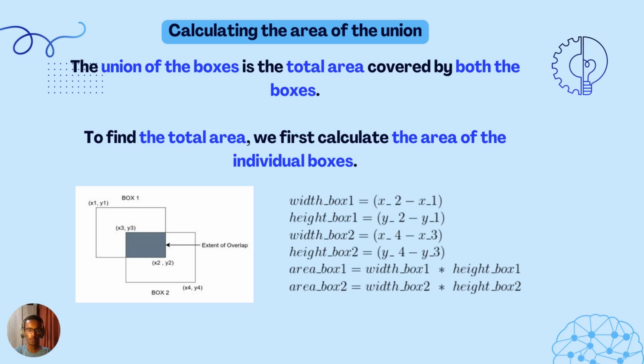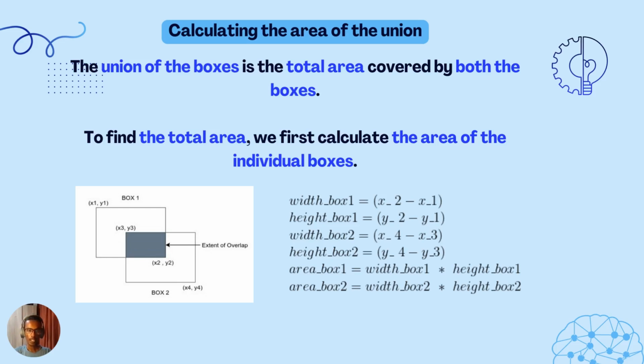The second component, in order to compute the IOU, is the area of the union. The union of the boxes is the total area covered by both of the boxes. So to find the total area, we have to calculate the area of each of the boxes independently. For the first box, we take the top left and bottom right corners of box 1. So width box 1 would be x2 minus x1. We take the difference between the x coordinates. Height box 1 would be the difference between y2 and y1.